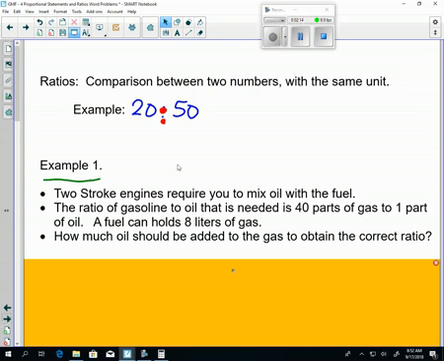Anything that's given as a ratio, for instance 20 to 50, you'll see that it's usually expressed with this colon. We can write that as a fraction. Always check your fractions to see if you can simplify it first.